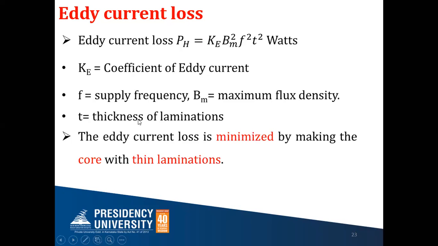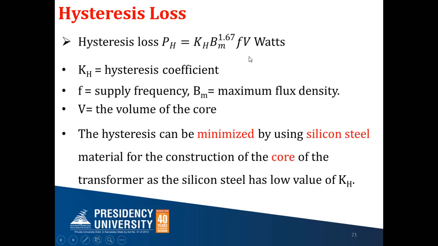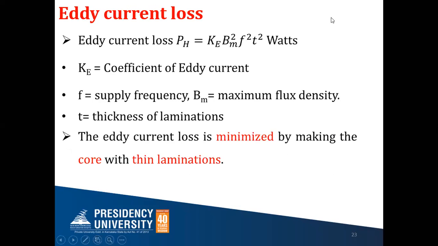In hysteresis loss, we are concerned about V, the volume of the core, because hysteresis loss depends purely on how much volume the core has. Here it depends on the thickness of the laminations, because eddy current is due to the thickness of the lamination. If the lamination is thicker, the eddy current will be more, the circulating current will be more.